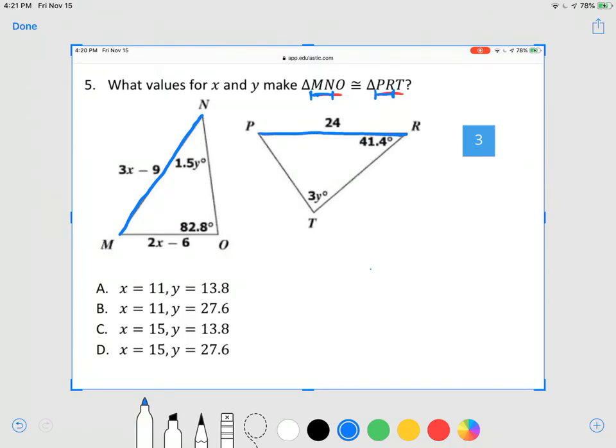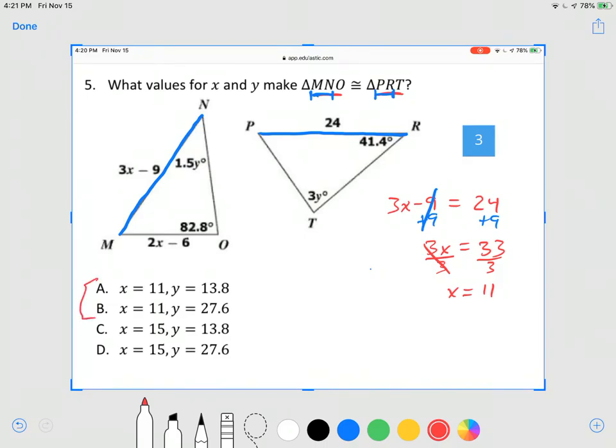Okay, so those two should be congruent to each other, which means that the expression 3x minus 9 should be equal to the expression for PR, which is 24. Okay, and then we can add 9, this cancels out, and then we're left with 3x is equal to 33, divide by 3, this cancels out, and x equals 11. So x is 11, so it's either A or B.